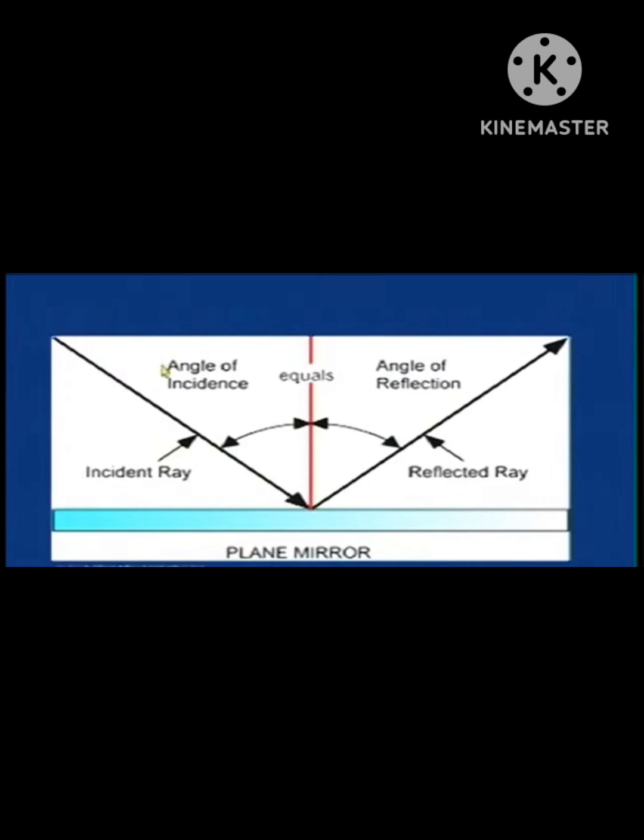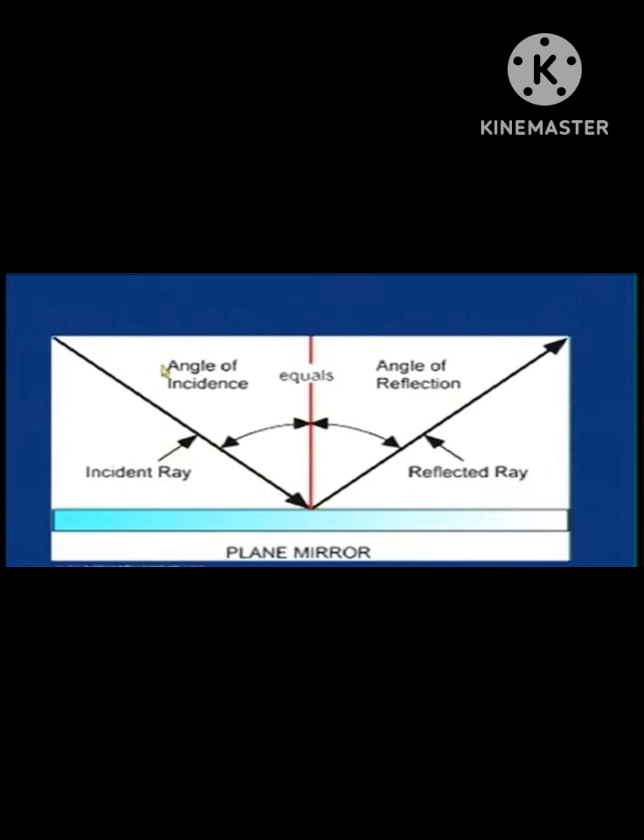So these are the terms related to reflection of light: incident ray, reflected ray, normal ray, angle of incidence, angle of reflection. Now what is the angle of incidence? The angle between the normal ray and the incident ray is called the angle of incidence. The angle between the reflected ray and the normal ray is called the angle of reflection.